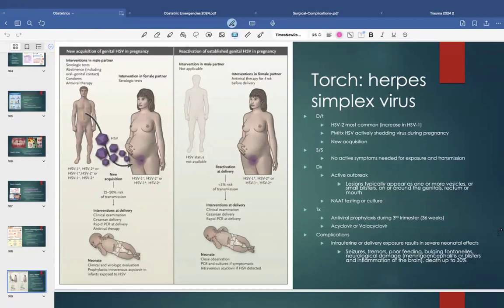What does an active outbreak look like? Lesion, typically 1 or 2 vesicles, small blisters on or around the genitals, the rectum, or the mouth. This would be a problem during delivery. You want to give antiviral prophylaxis during the third trimester, acyclovir or valacyclovir.